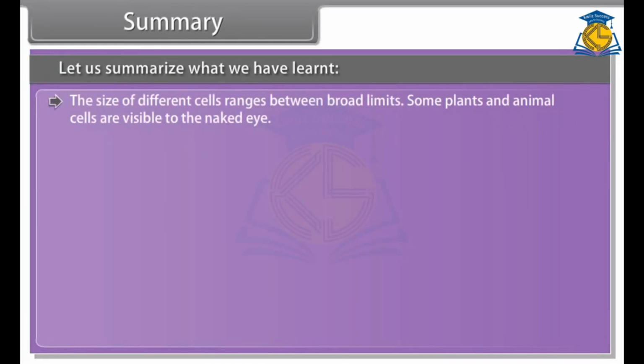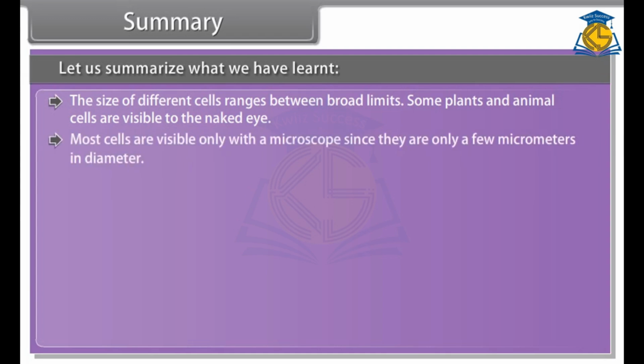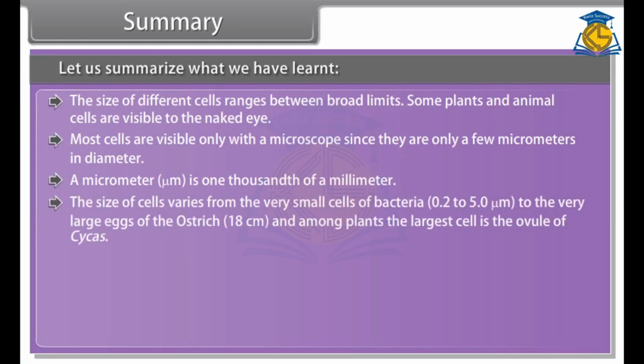The size of different cells ranges between broad limits. Some plant and animal cells are visible to the naked eye. Most cells are visible only with the microscope since they are only a few micrometers in diameter. A micrometer is 1/1000th of a millimeter. The size of cells varies from the very small cells of bacteria, 0.2 to 5 micrometers, to the very large eggs of the ostrich, 18 centimeters.